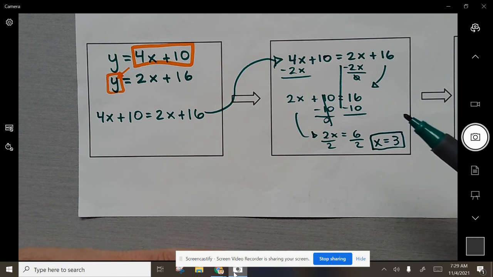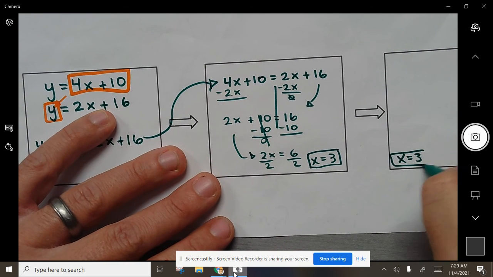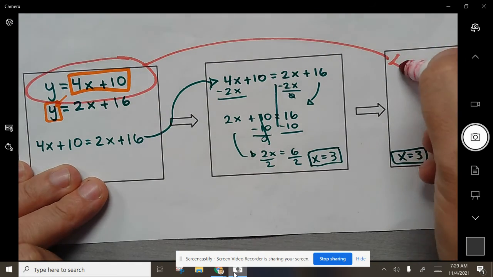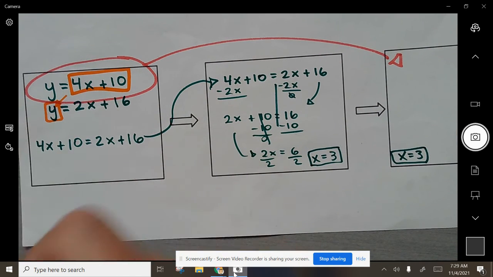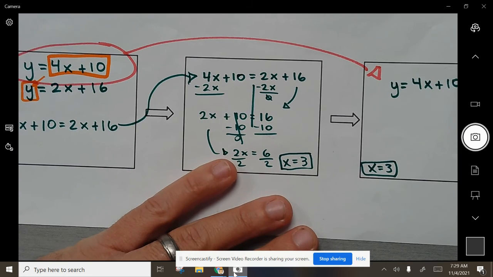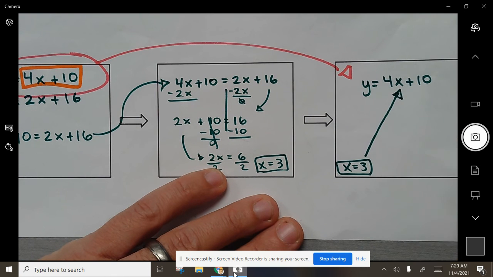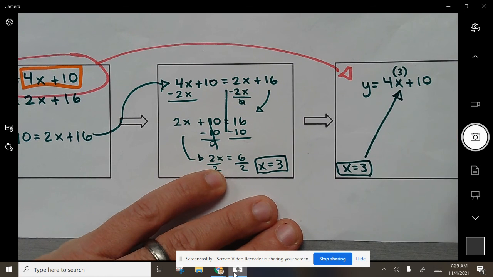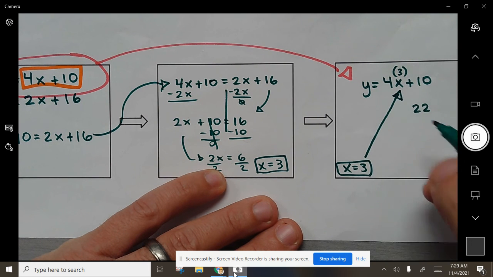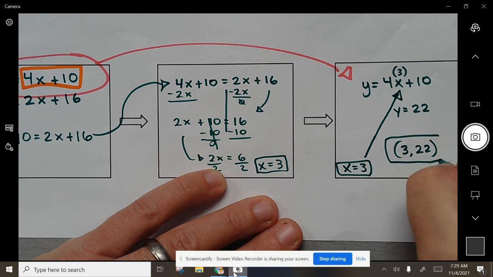All right. Now that you know what x is, we know this process, right? We've got to go through this process again. Bring it back. So we're going to write out y equals 4x plus 10. Where does the x go? Where does the 3 go? Where the x is? Can we just plug it in? Can we do this in our head? 4 times 3 is 12. 12 plus 10 is 22. How do we write it out? 3 comma 22.